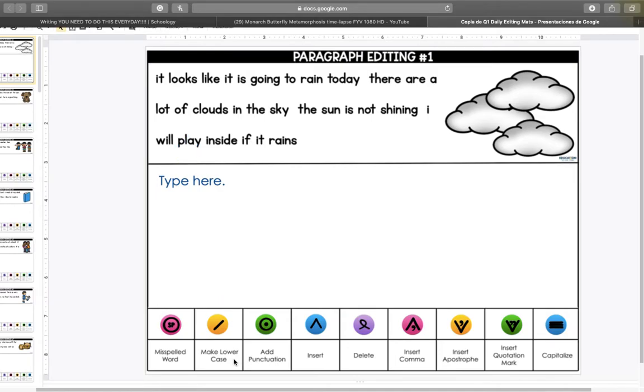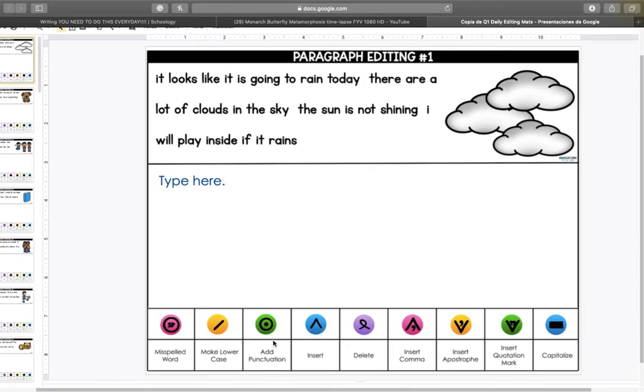Then I have make lowercase. For example, they put some word that was capitalized and you want to make it lowercase, make it tiny. So you will put a symbol on top of the letter right there. But that's not capitalized, so you don't need it. But when you do see an error like that, you will put a mark like that.